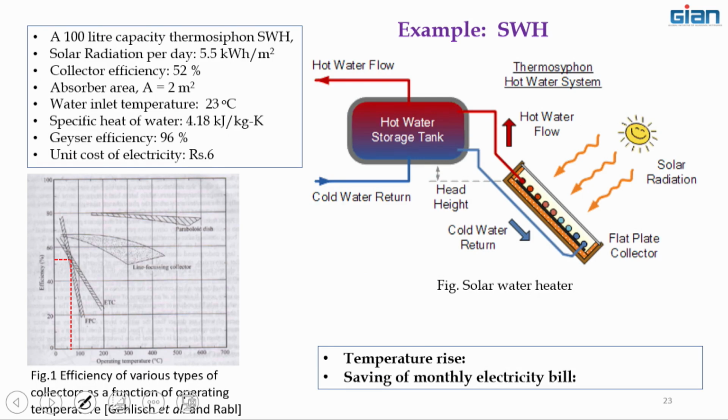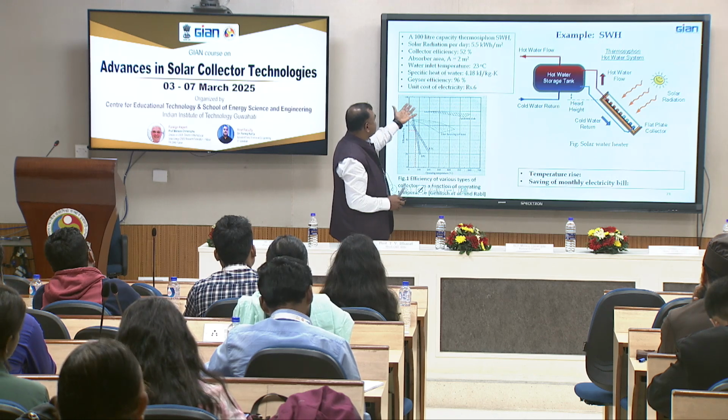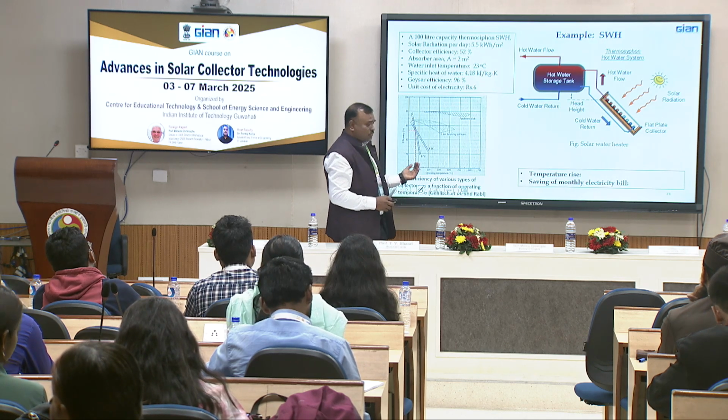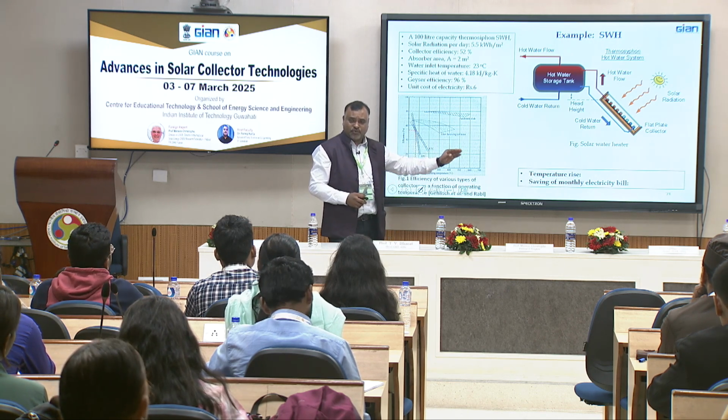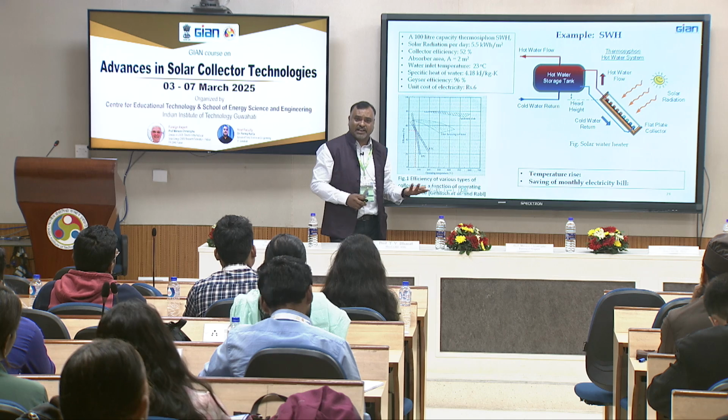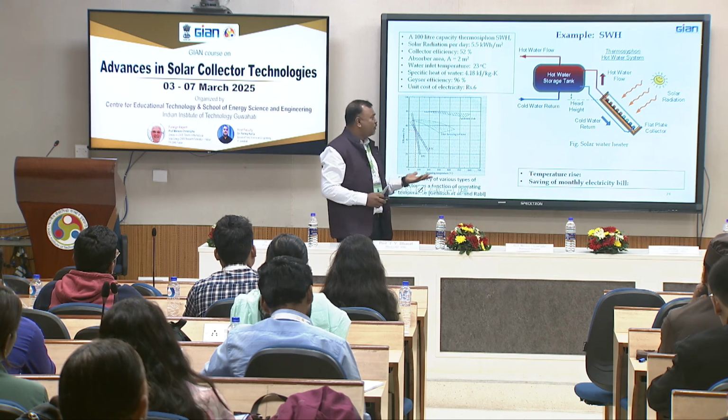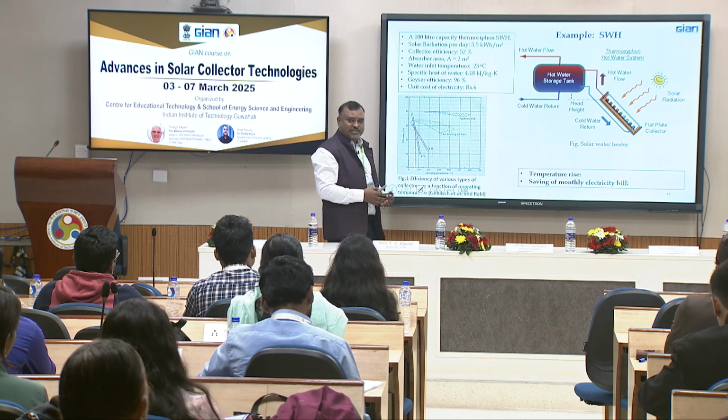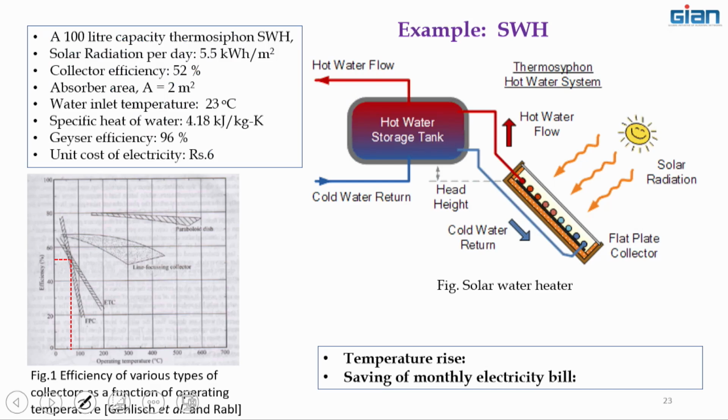If I talk about a 100 liter capacity thermosiphon, because of the temperature difference there is fluid flow, and we are not using any active mechanism to flow the fluid. Solar radiation is 5.5 kilowatt hour per meter square per day, okay. It's daily. Then collector efficiency is 52 percent, absorber area is given, water inlet temperature is given, specific heat is given. We have a geyser and then a solar flat plate collector. We'd like to replace this geyser by a flat plate collector. Then what benefit will you get? How are you going to solve this problem? It's very easy, right? So it is something like m Cp dT.